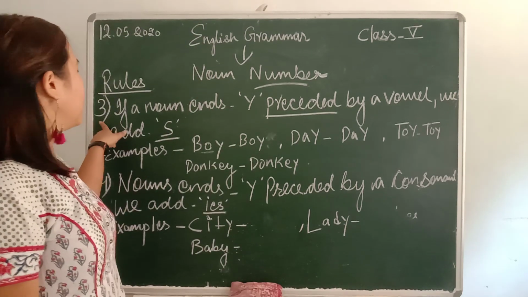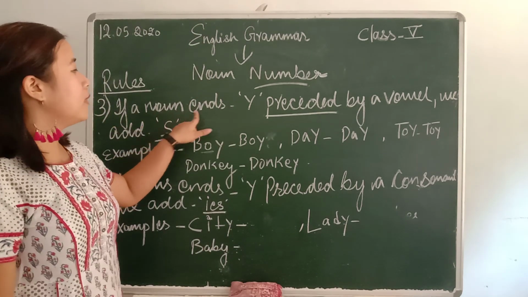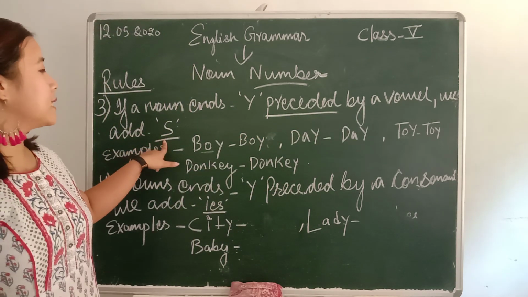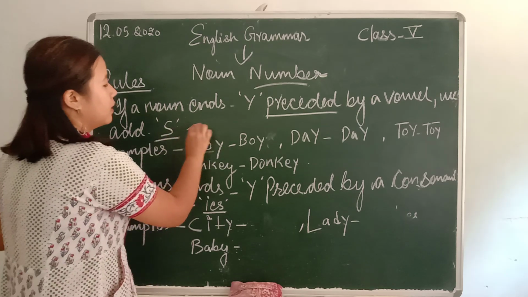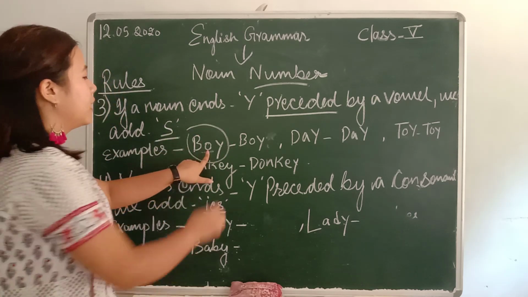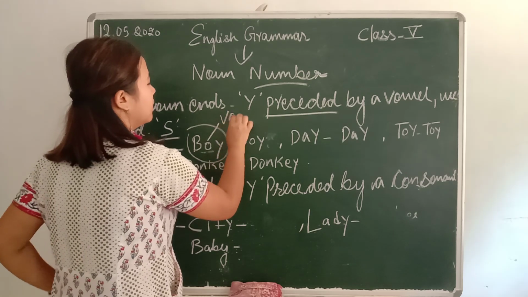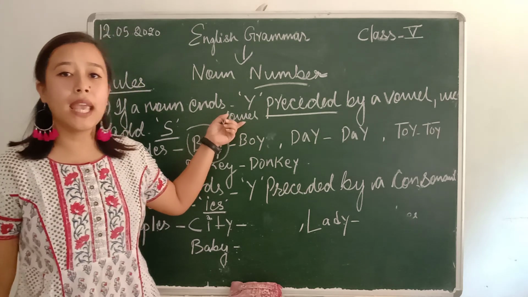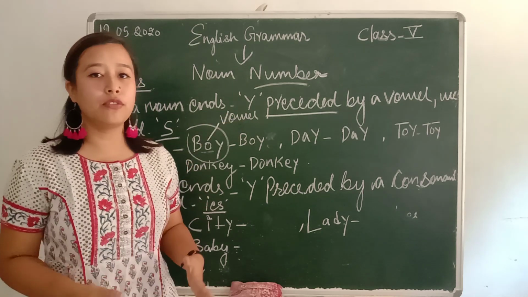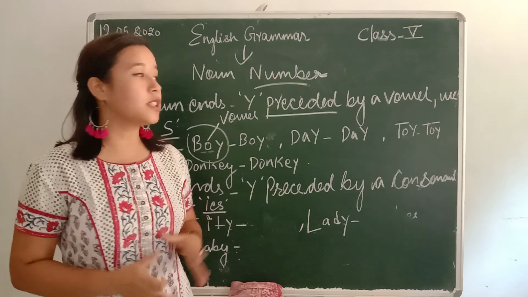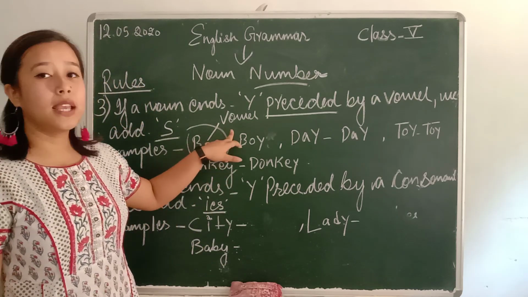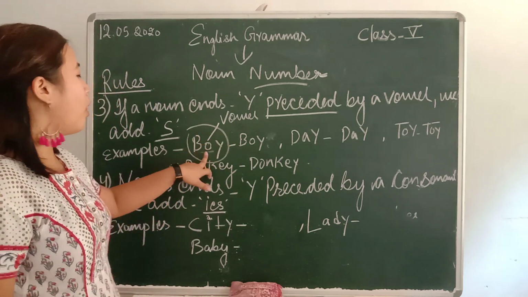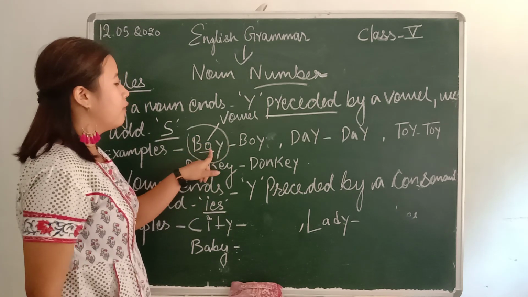So we will see rule number 3. If a noun ends in Y preceded by a vowel, we add S. So in this word, this is a vowel. So we should know what is vowel and consonant in this rule. Vowels are A, E, I, O, U. In 26 letters, there are 5 vowels, A, E, I, O, U, and the rest are consonants. So in this rule, boy, B-O-Y, O is a vowel, right?